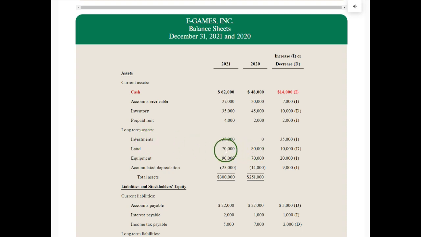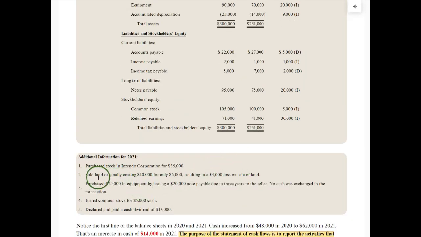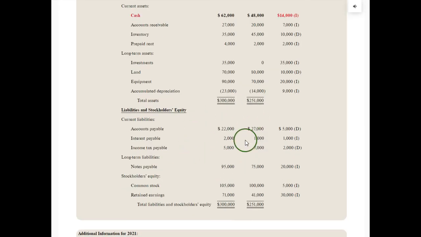Land, you can see, went down $10,000. Come down here and here. Land sold, sold land originally costing $10,000 for only $6,000. In other words, cash came in the door at $6,000. The land had cost us $10,000 when we bought it, let's say several years ago. So there was the loss of $4,000. So the information we're going through in the statement is coming from this balance sheet.